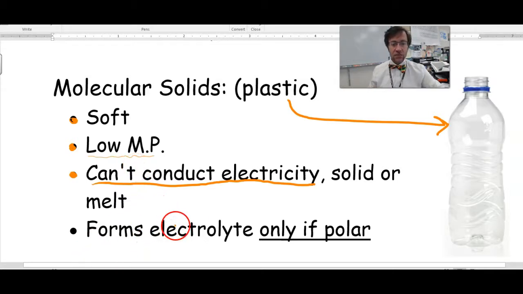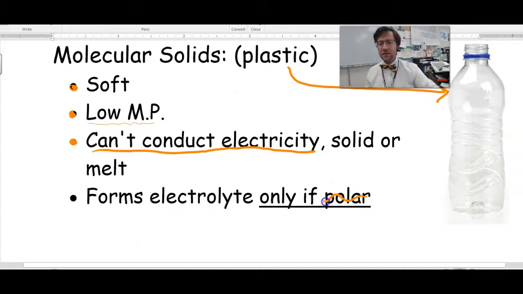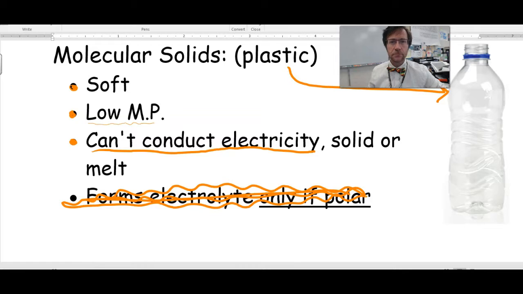It forms an electrolyte only. You know what? Don't copy that down. I don't really care about this. We're just going to skip that. I don't even know why I still have that. I want to get rid of it. Let's just pretend it wasn't there. Done.